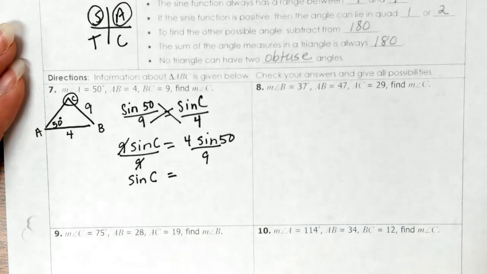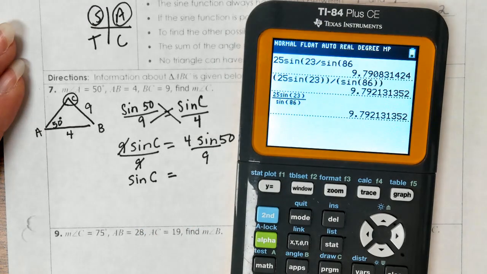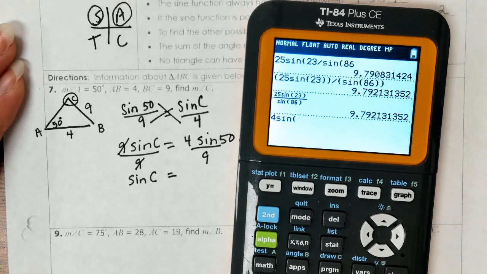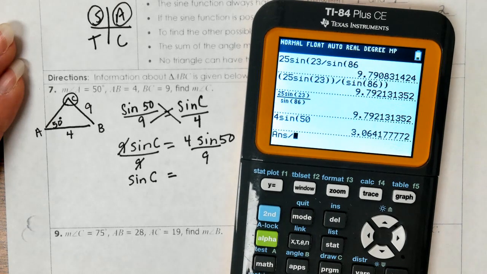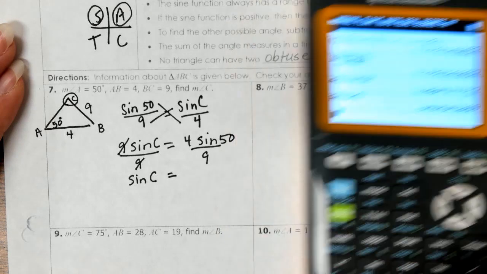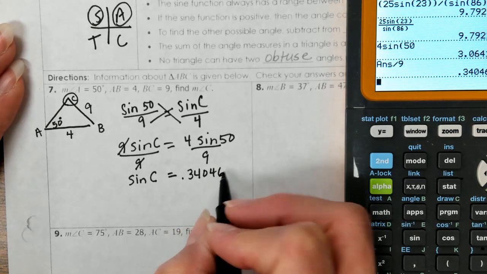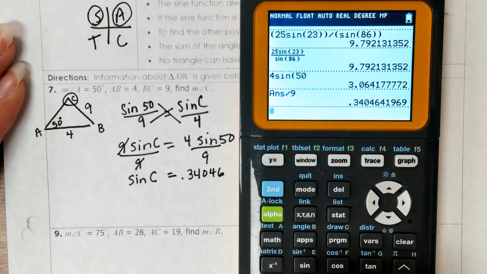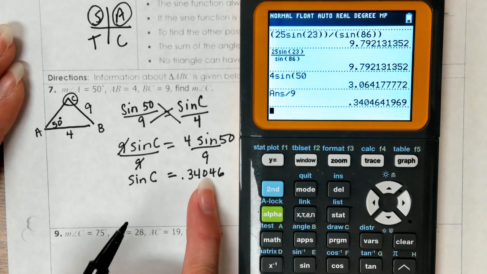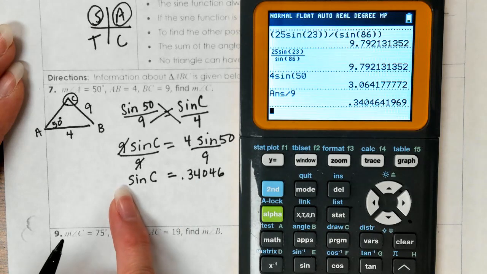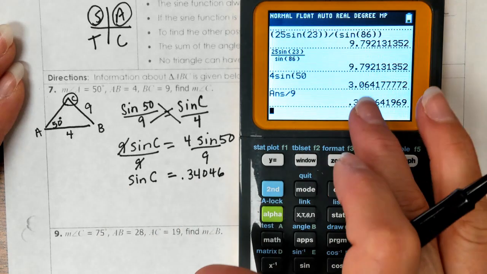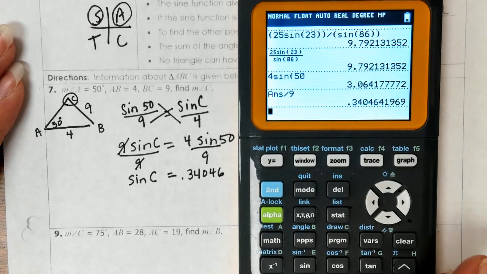I usually take that into my calculator now. So 4 times sine 50 divided by 9 gives us 0.34046. I usually carry this out a long way because the longer that little decimal is, the more accurate your angle will be. Now I'm going to leave that in my calculator and show you something in our calculator.